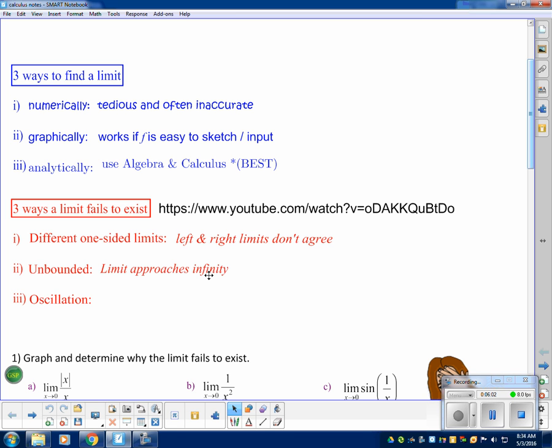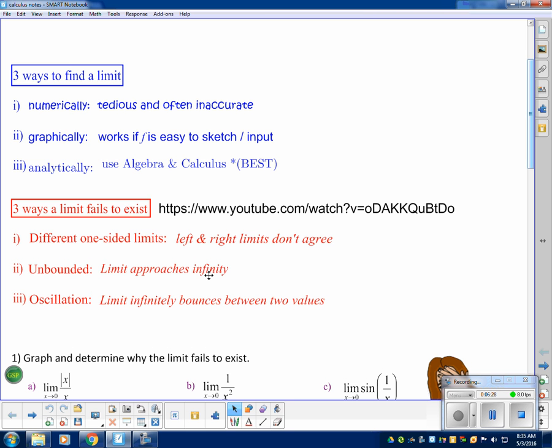And then the last one, probably haven't seen before. I'll show you an example of it in just a minute. The limit infinitely bounces between two values. So we have an oscillation. And so the limit fails to exist because it bounces between two values so quickly and so often that it does not exist.